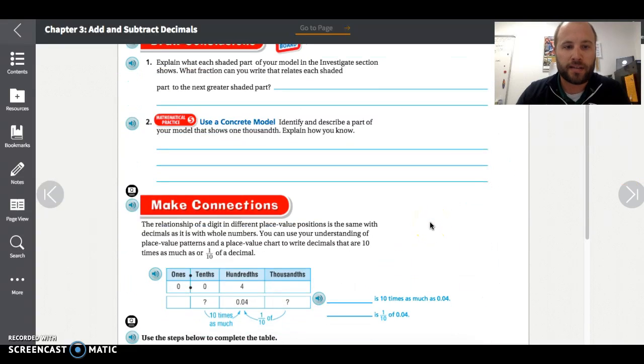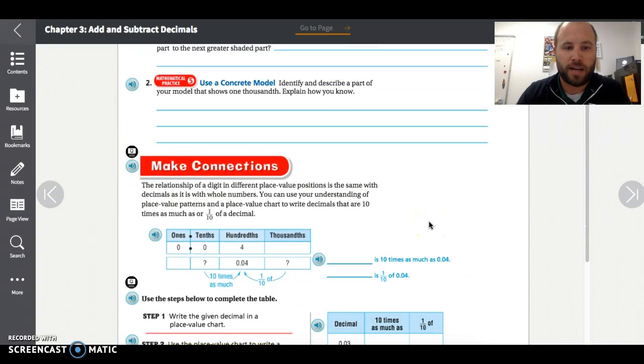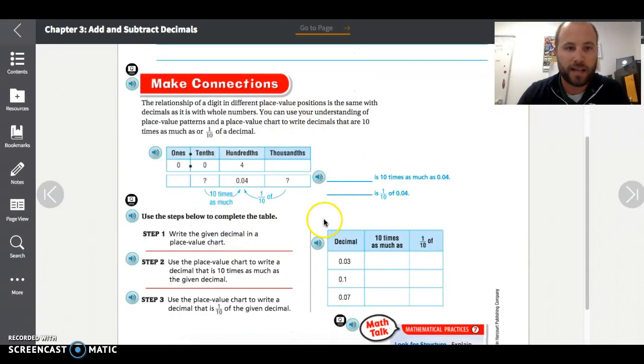Okay, the next thing I want to talk with you guys about is we're going to jump on down here and we're going to talk about making connections. Okay? They're going to have some questions that are going to ask you a number, and then they're going to see if you can figure out what the number is 10 times as much or 1/10 of that number. Okay, so let's talk a little bit about this.